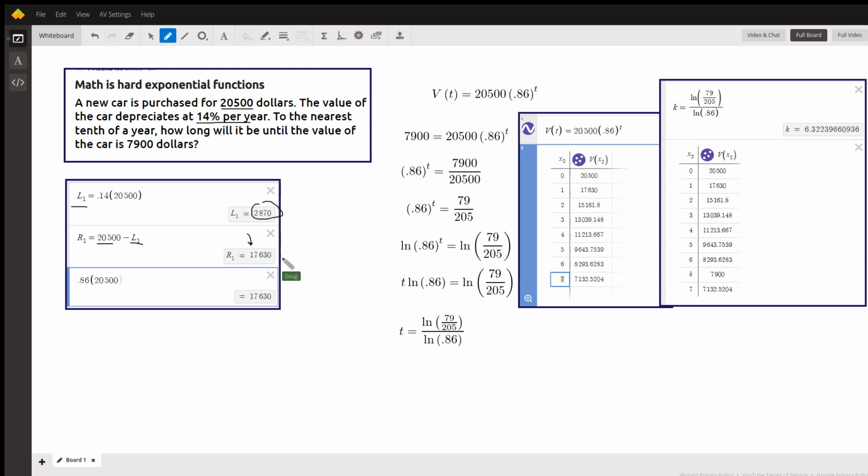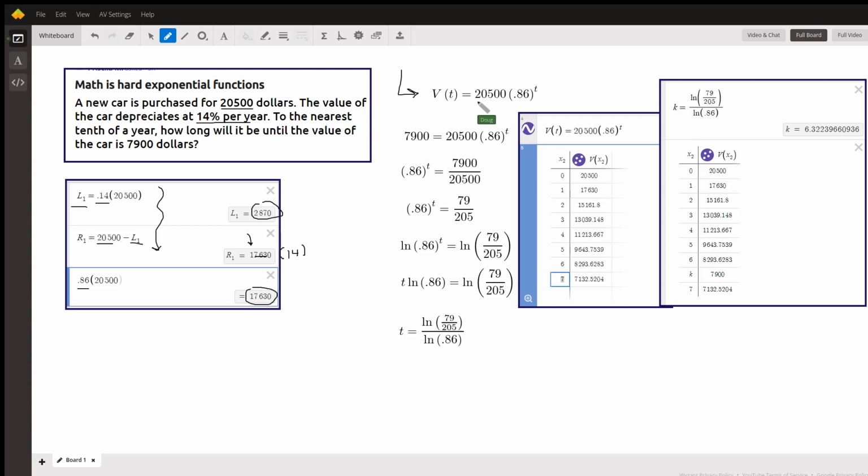Okay, and for the second year, we have to take 14% of that and then subtract whatever that was from 17,630 and so on. But an easier way to do this calculation is to ask how much remains. If we lose 14%, that means 86% remains. And you can see that 0.86 times 20,500 gives us the same number, 17,630.